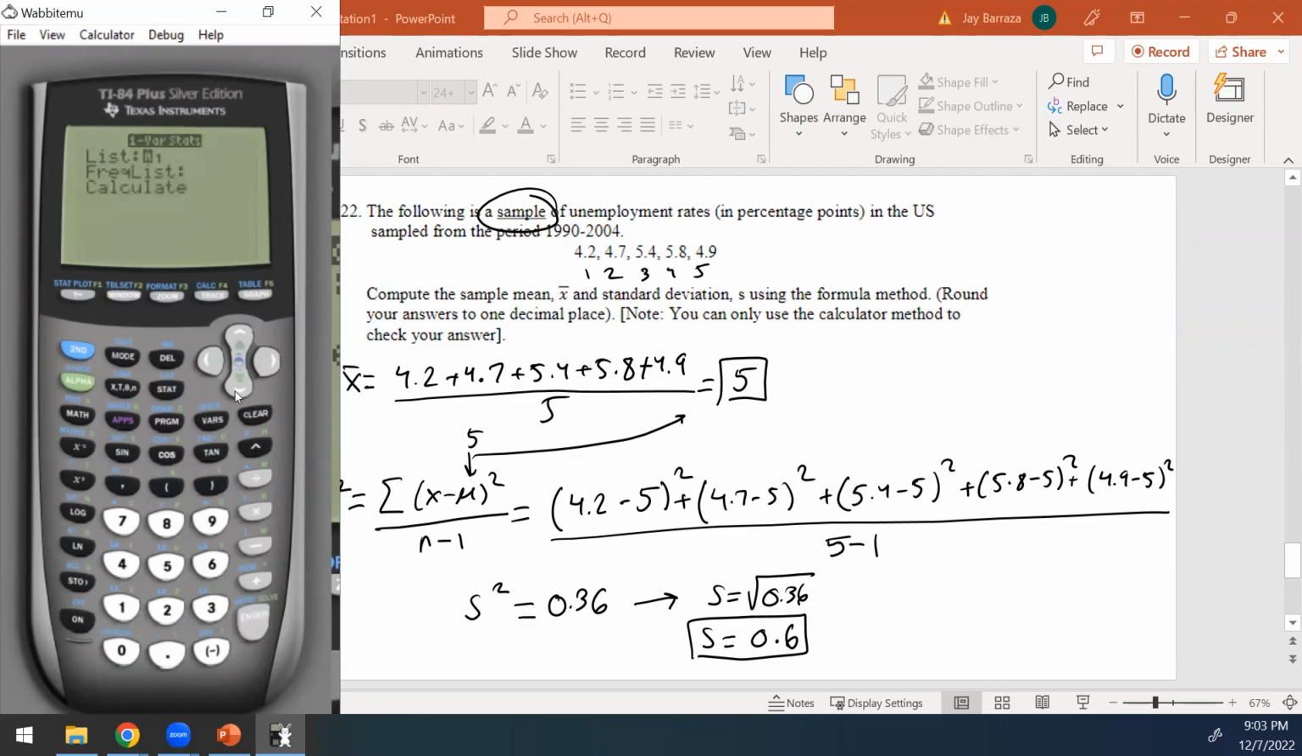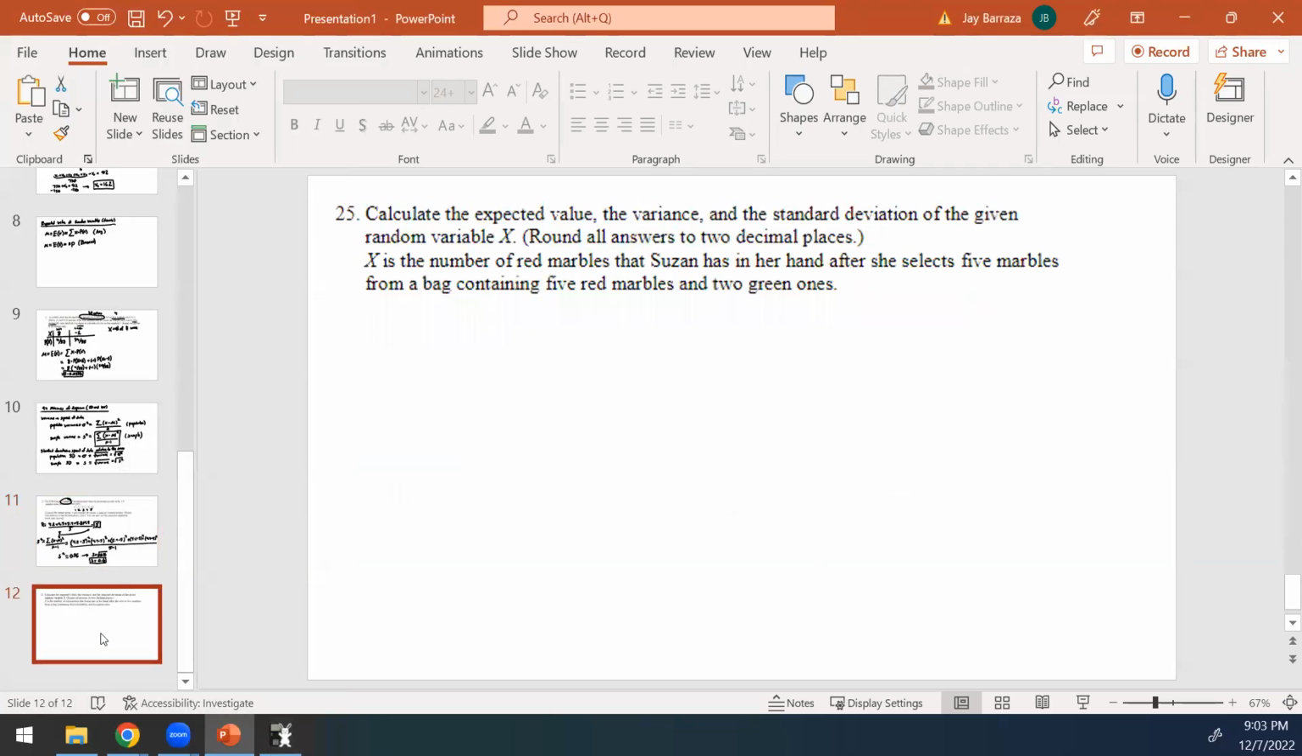So one of the students actually told me about being able to do random variables in calculating E of X, V of X, and sigma of X on the calculator. So, you know, we'll test it out and see if it works. And if it does, you guys can use it. And for those who watch the videos, we'll have a little extra advantage. Okay, so calculate the expected value, E of X, the variance, V of X, and the standard deviation, sigma of X, of the given random variable.